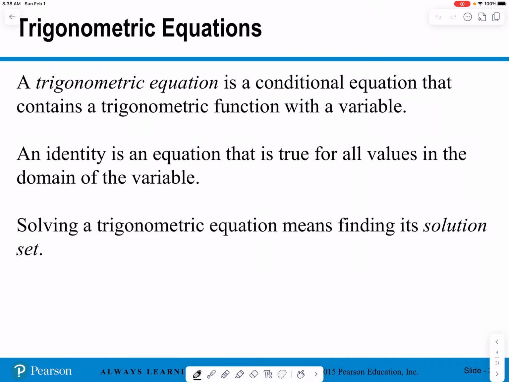So a trigonometric equation is a conditional equation that contains a trigonometric function with a variable. An identity is an equation that is true for all values in the domain of the variable. Solving a trigonometric equation means finding its solution set, right? So finding all possible values of x that make the equation true.